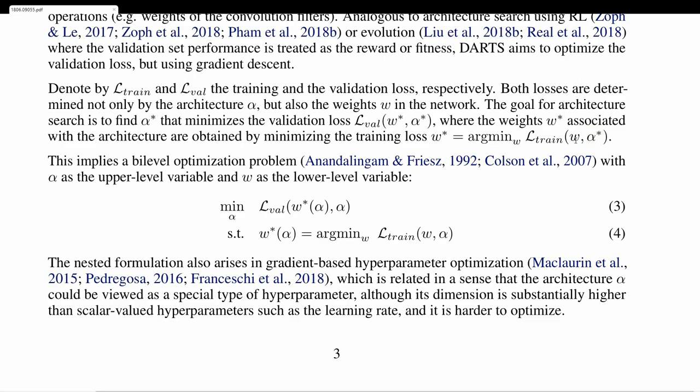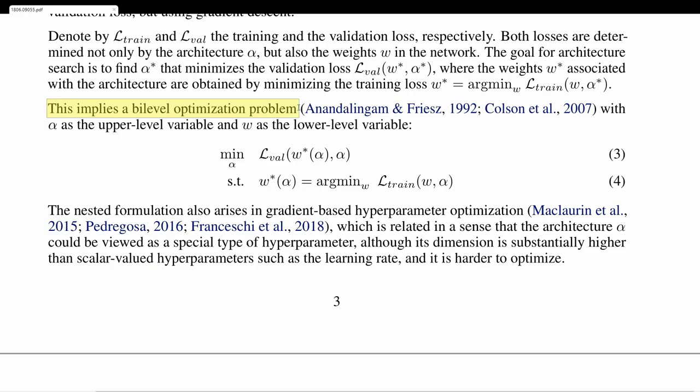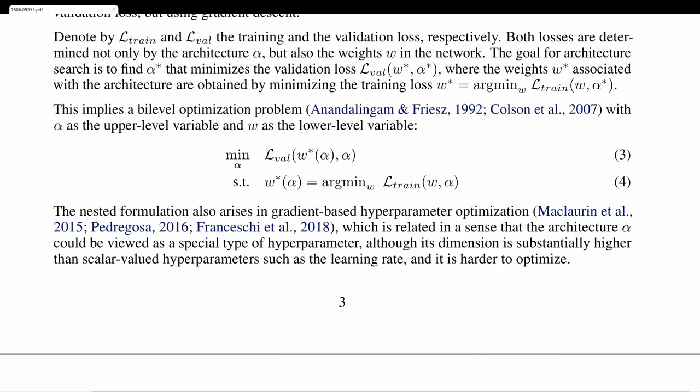So we get the weights for minimizing the training loss, and the validation loss is to find the architecture, and the training loss is to find the weights. So there are two things to optimize. This implies a bi-level optimization problem with alpha as the upper-level variable and w as the lower-level variable. So we minimize over alpha on the validation set, given the best weights for that alpha, such that w star of alpha is the best weight from the training, the training loss of w and alpha. First we find the best weights, then we find the best architecture among all the architectures with the best weights.